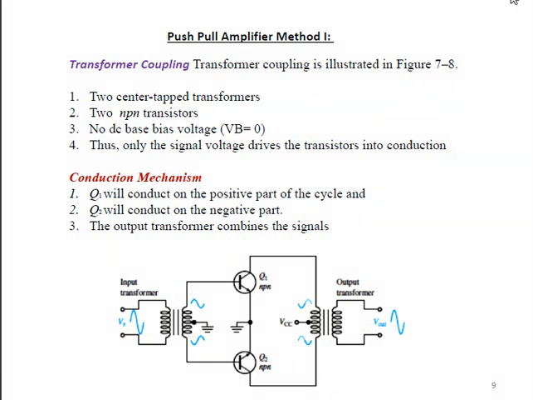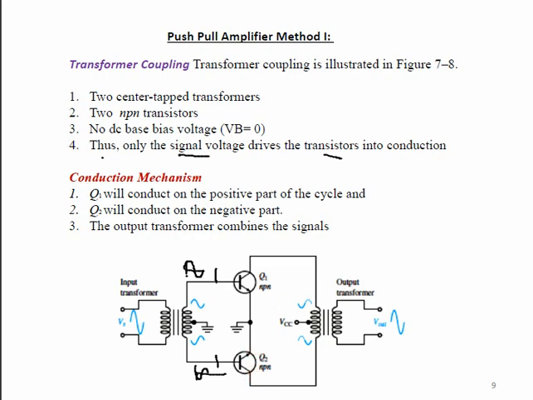There are two NPN transistors. Remember, there is no DC biasing in the base, so it is a typical class B amplifier. Only the signal voltage drives the transistor into conduction. Whenever the signal comes, it pushes either of the amplifiers into conduction.